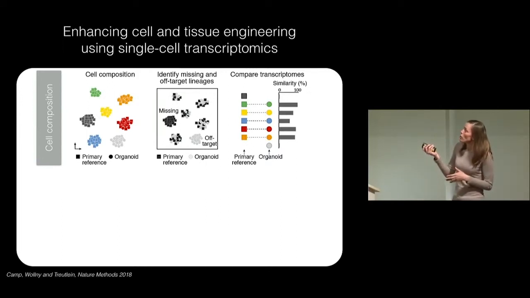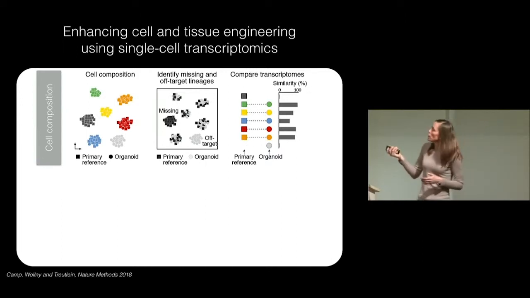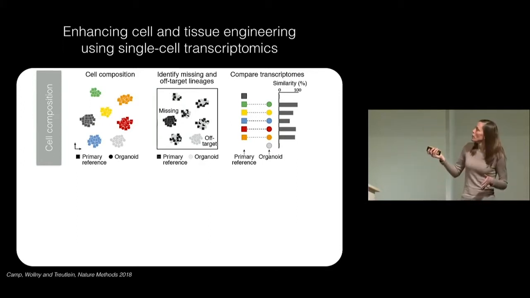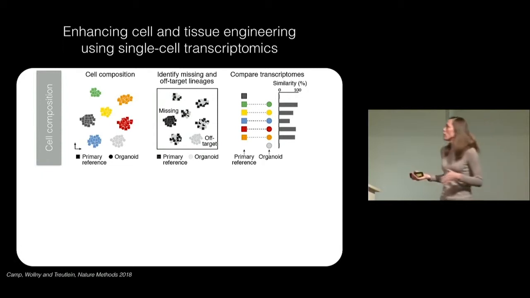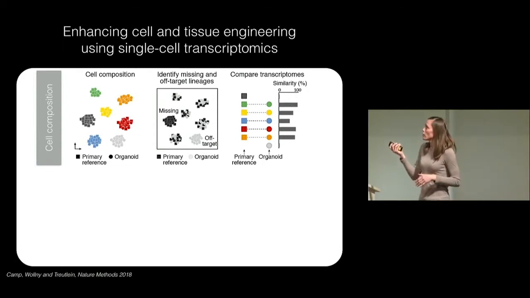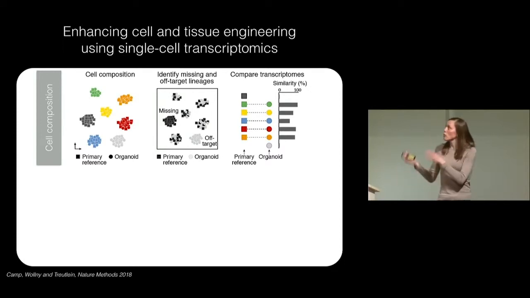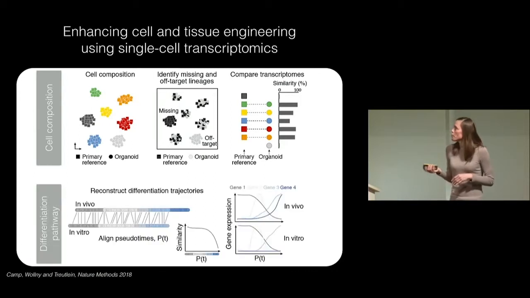Your primary reference is in black, the organoid in light gray. You might see that a lot of clusters nicely match, but there might be lineages that are missing in the organoid but are in the primary tissue, and then you might have off-target cells in the organoid that you really don't see in your primary tissue. And this is what you can find out, and this allows you to maybe go back and reverse engineer and better engineer your organoid system.